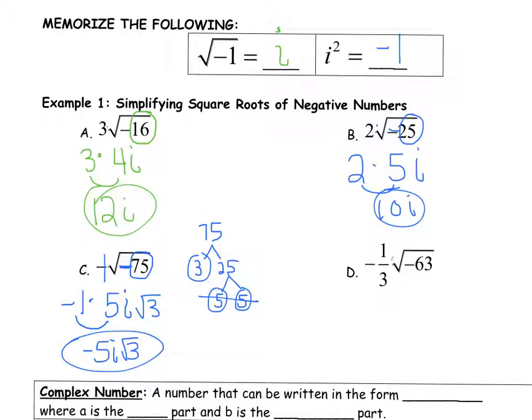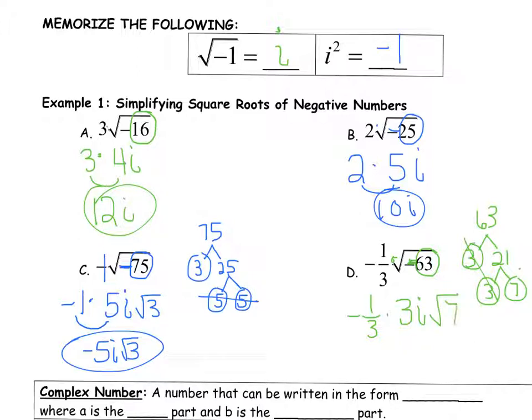Lastly, in D, we save that -1/3 for out front until the end. 63 is not a perfect square, but we can break it into, let's say, 3 times 21. 3 is prime. 21 we can break into 3 times 7. A pair of 3s comes out. That negative is underneath the square root sign, so the i will come out. And that 7 is left underneath the radical sign. Last step is to multiply -1/3 times 3, and that turns out to be -1, or just -i times the square root of 7.